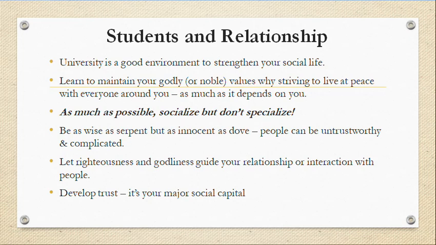Develop trust. Let people be able to trust you. That may be your major social capital, something that can sustain you when there is challenge. It's important you maintain it. People should be able to trust you, those who are around you.